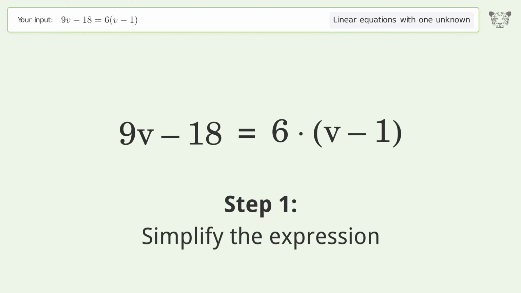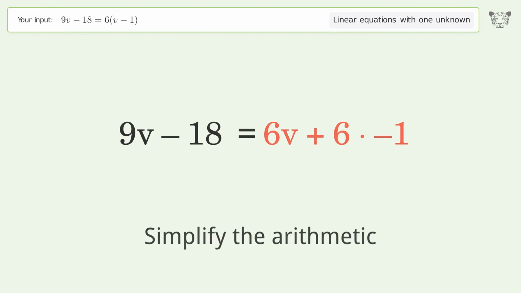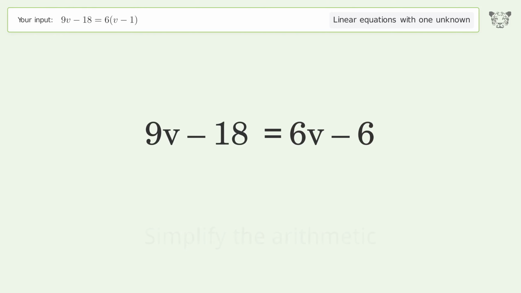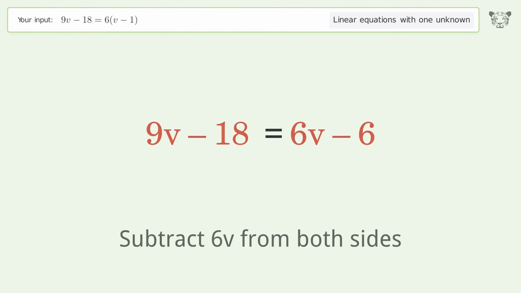Simplify the expression. Expand the parentheses. Simplify the arithmetic. Group all v terms on the left side of the equation. Subtract 6v from both sides.